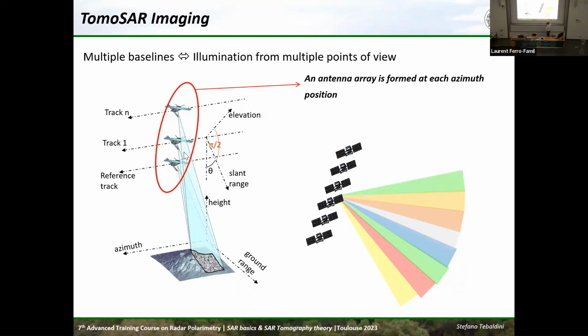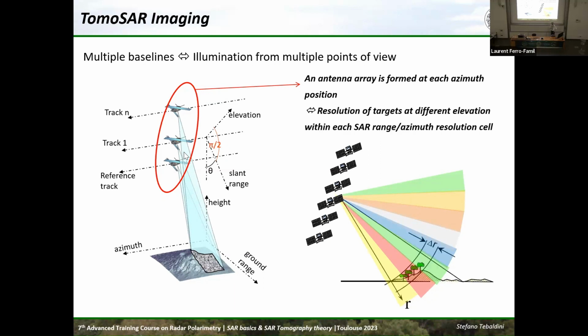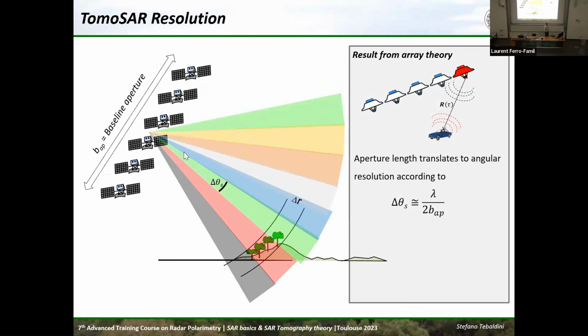With an antenna array, we have an angular resolution, so we can resolve different angles, and in this way, different elevation angles. Again, we can attach some numbers. Let's say that we can now split the resolution cell attached to any pixel into different elevation angles, and we can put some numbers on it from array theory. So this is just the theory we saw until before the break.